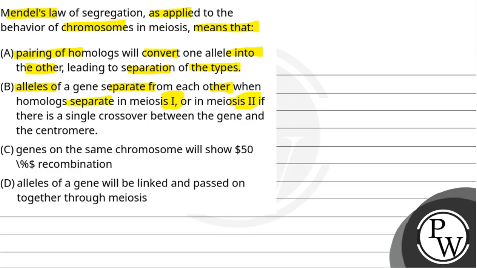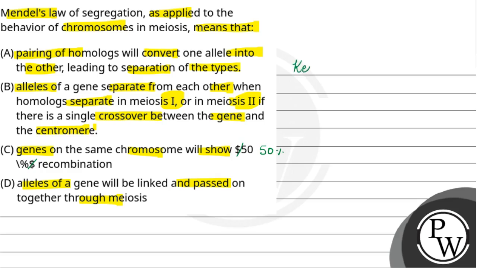1 or in meiosis 2, and if there is a single crossover between the gene and the centromere. Option C is genes on the same chromosome will show 50% recombination. So here it is 50%. Option D is recombination: alleles of a gene will be linked and passed on together through meiosis.